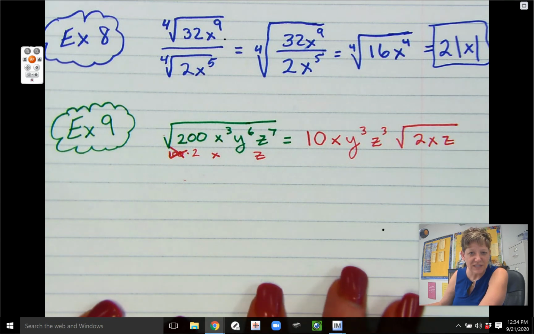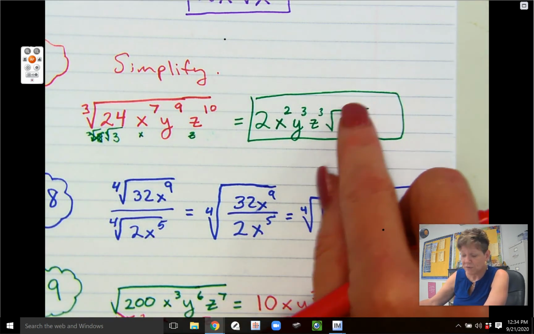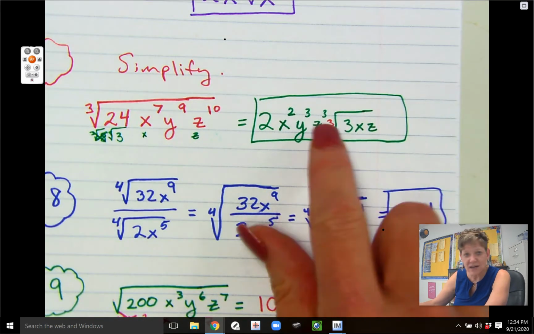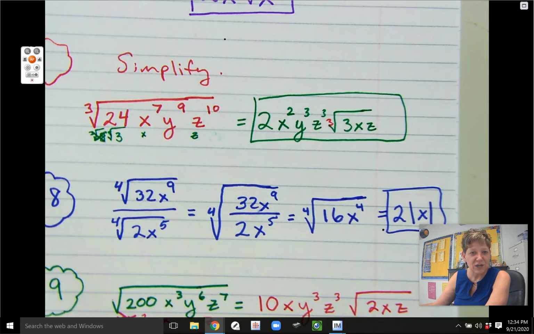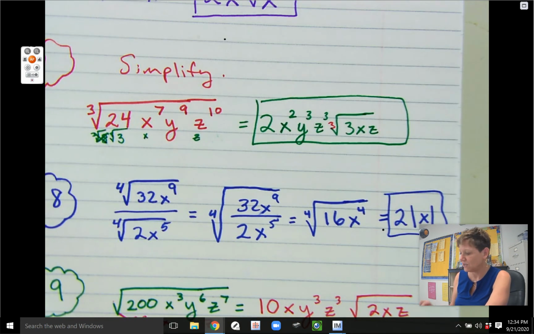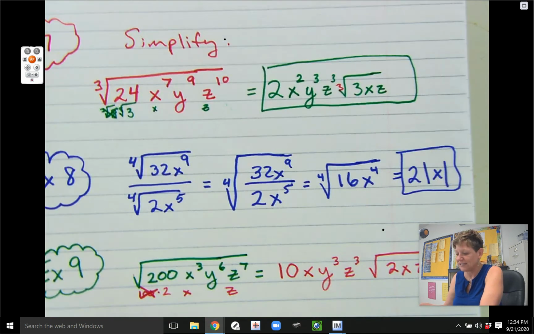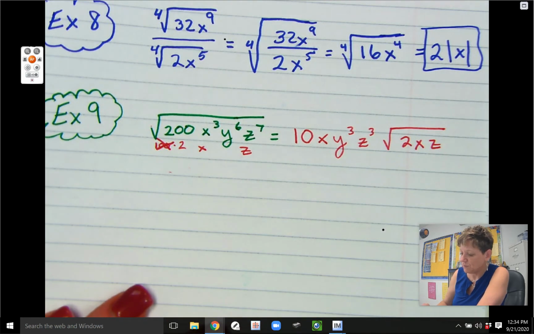I just noticed something in example number 7. I apologize. When I wrote this root over here, I forgot my index of 3. It's a really common mistake. I'm not going to go back and redo the video. Go back to number 7, and that should have been a cube root. And if you caught my mistake, good job. Really easy to make mistakes with all these numbers all over the place. All right, so here this is a square root because my index was 2.